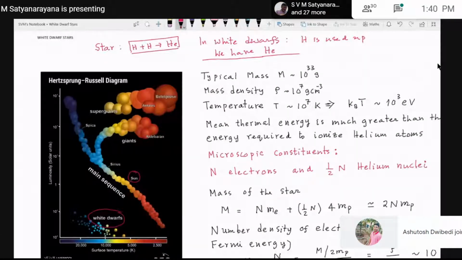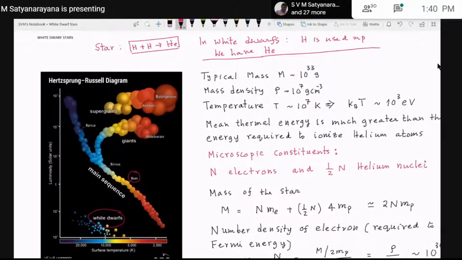Let us try to understand this star. The typical mass of the star is of the order of 10^33 grams, and the mass density is of the order of 10 million grams per centimeter cubed. The temperature is of the order of 10^7 Kelvin, which means the mean thermal energy, k_B T, is of the order of 1 kilo electron volt, or 1000 electron volts.